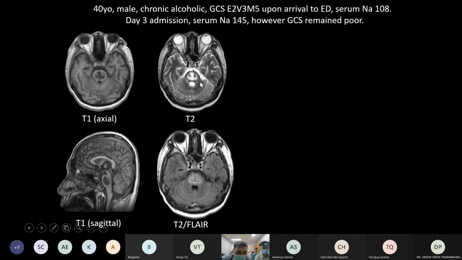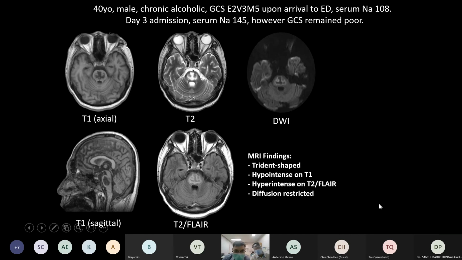And then on T2, you can see that it's dark in the periphery and the center is bright, hyperintense. The FLAIR is almost like that. Comparing with the DWI sequence, there is restricted diffusion because it appears bright in the periphery. So this trident shape, which appears hypointense in T1 and hyperintense in T2, with diffusion restriction, is very suggestive of osmotic demyelination syndrome.